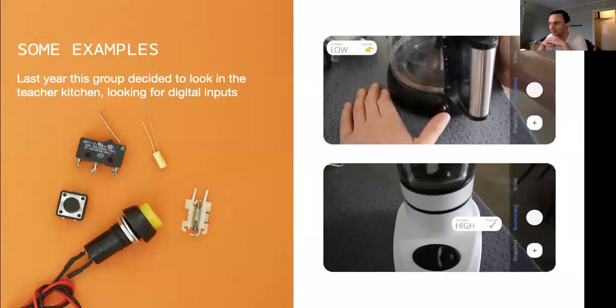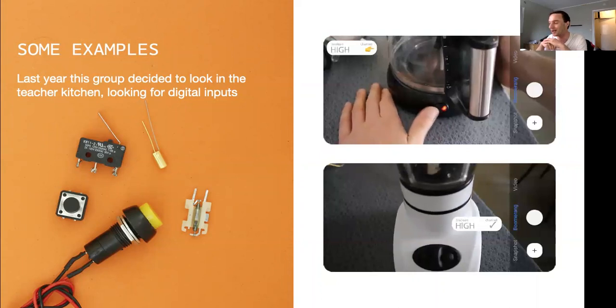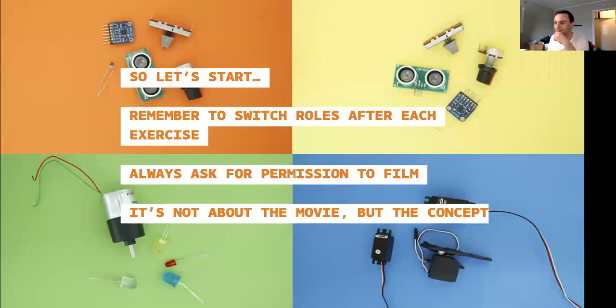Some examples from last year. One group decided to go into the teacher kitchen, and they focused on the coffee machine and the blender. They found out that in the blender, there's actually a button that is not being pressed by humans, but is being pressed by putting the thing on. So it's kind of a safety lock. They found out how this works and how you can change it.